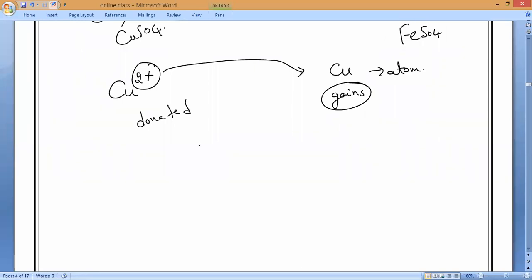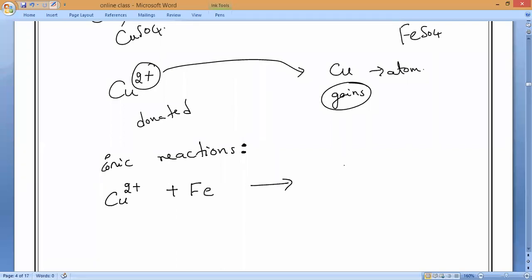Okay. Now avoid sulfate and write the equation. We used to call it the ionic equation, ionic reaction. Anybody can tell me? Avoid sulfate and tell me the reaction, please. Cu2+ plus Fe will give you Fe2+ plus Cu. Sulfate alone I avoided. Any doubt, guys?